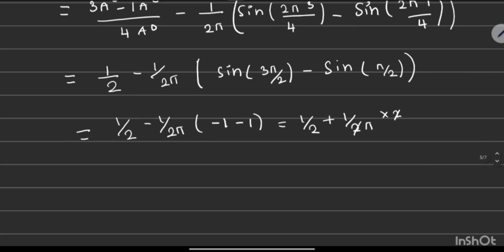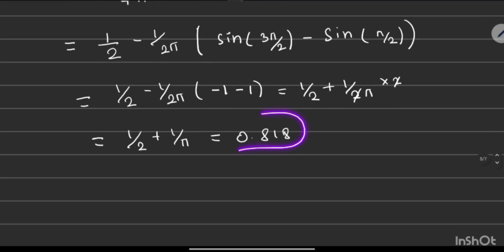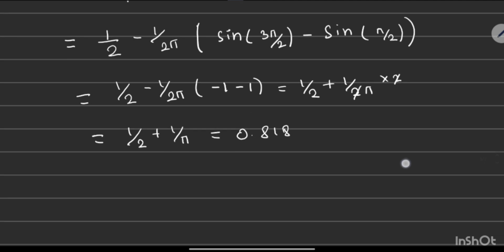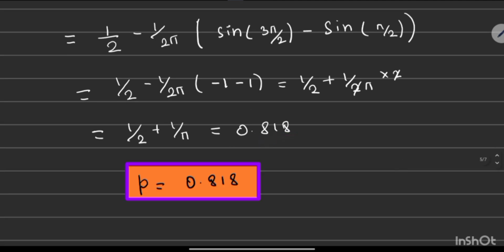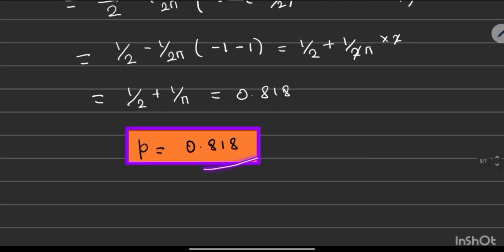So this is more than half. You can see it is more than half. The classical result should give half, but the quantum result gives me the probability as 0.818. So it is more than 3 by 4 actually. So that's all. Thank you.